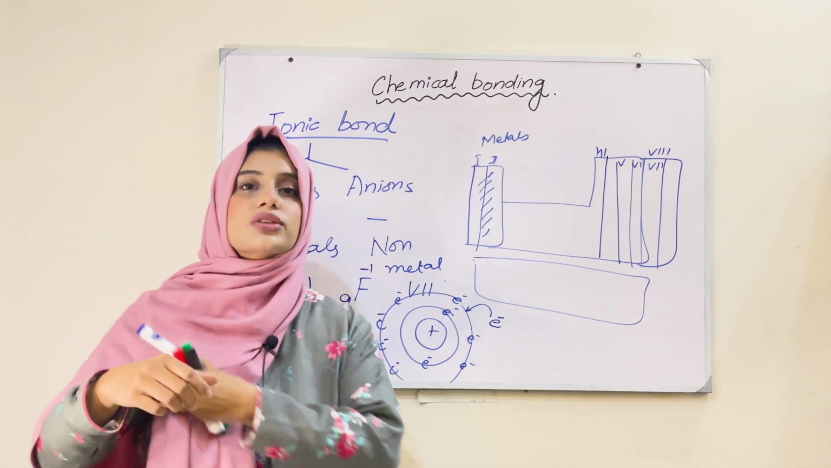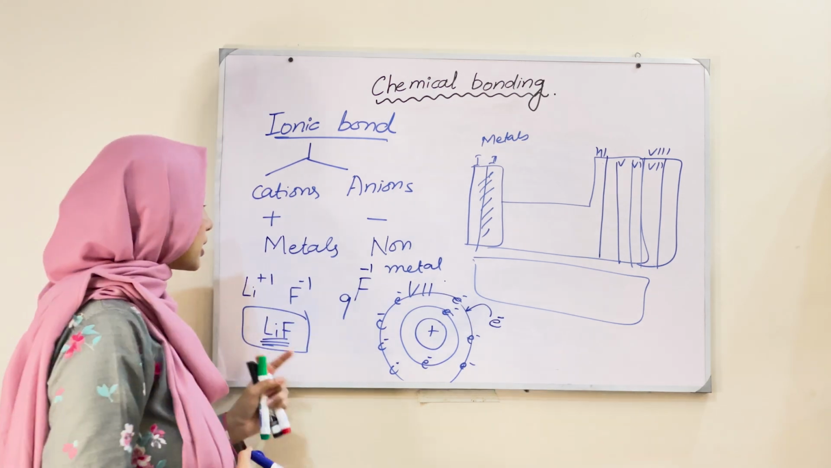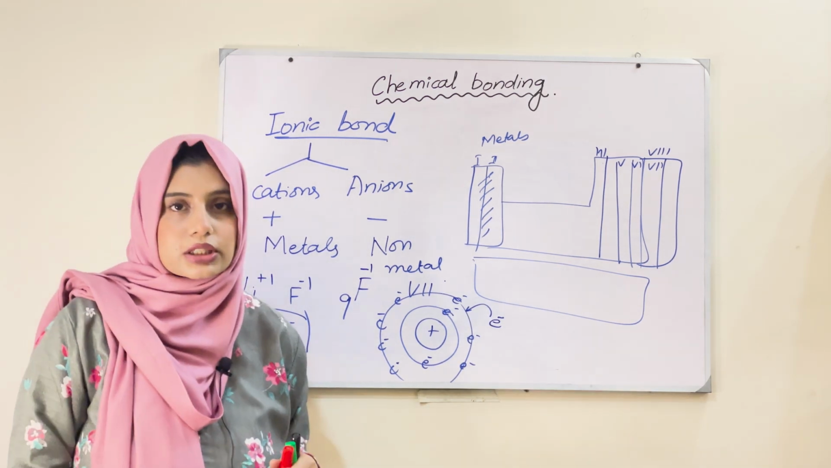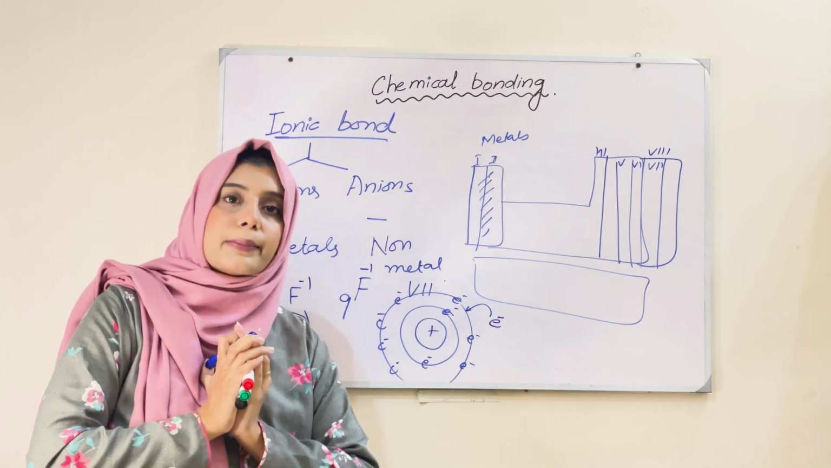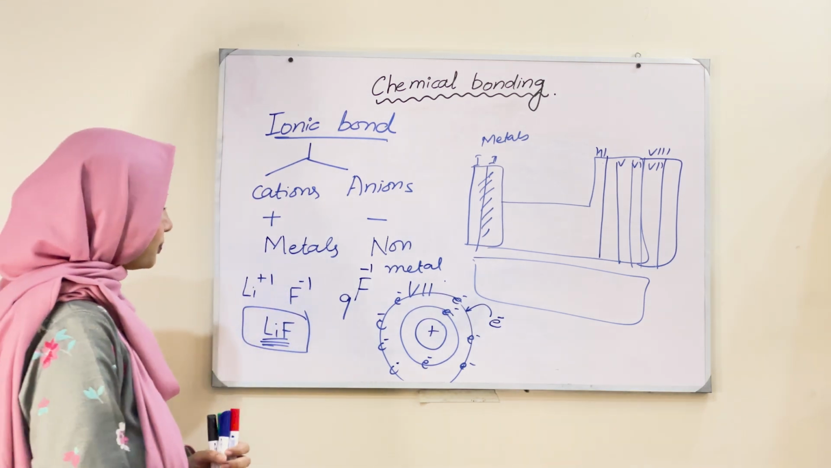Basically, the main agenda of this whole process is to get stable. So when they are getting ions, they still are not stable. So for getting more stability, the ions combine together and they form compound. I hope this concept is clear to you all.